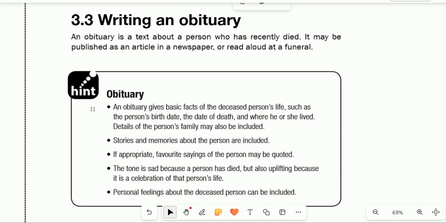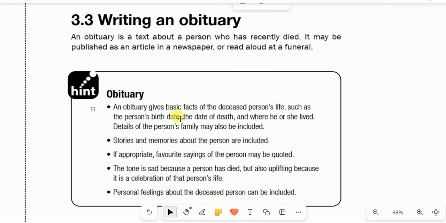On today's lesson we are going to focus on creative writing, and we are going to look into what it is one needs to know and understand when writing an obituary. Now let us go through the notes quickly. An obituary is a text about a person who has recently died. It may be published as an article in a newspaper or read aloud at a funeral.